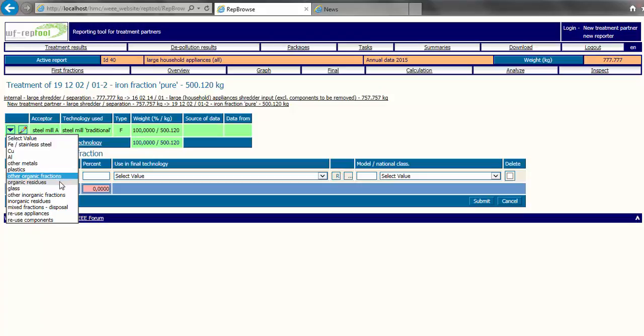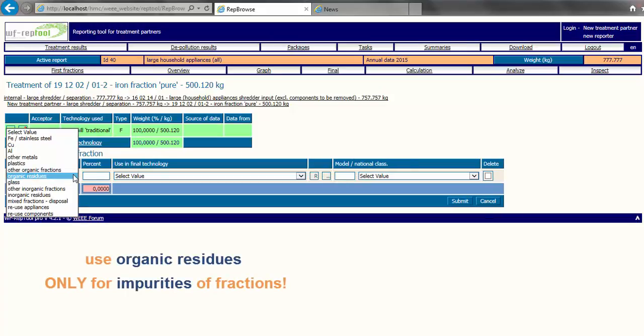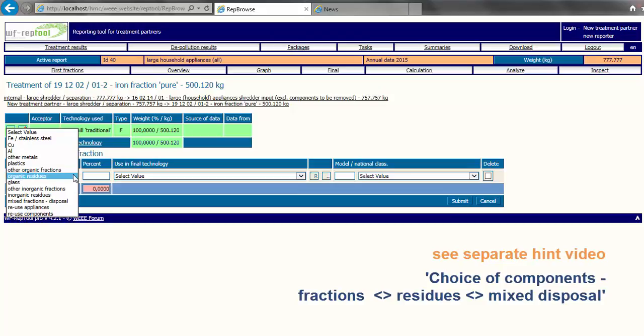The next option is organic residues. Please use the component of organic residues only for impurities of other fractions. Please have a look at the separate video on how to distinguish fractions, residues and mixed disposal.